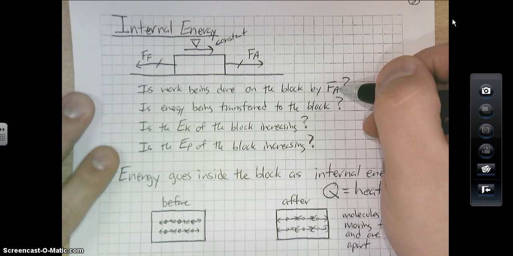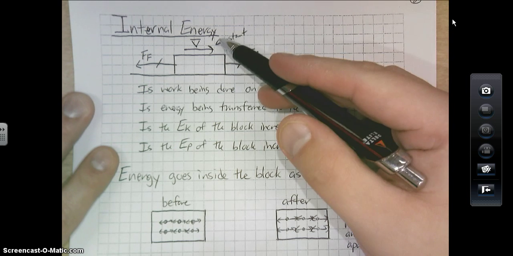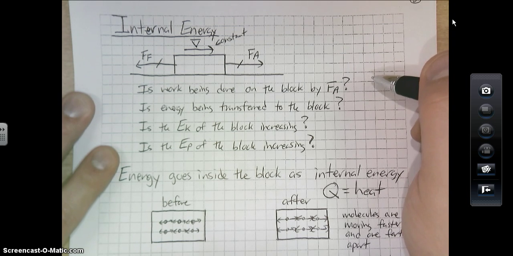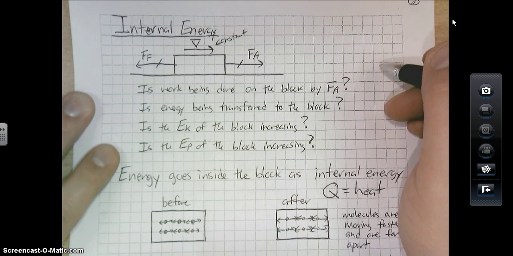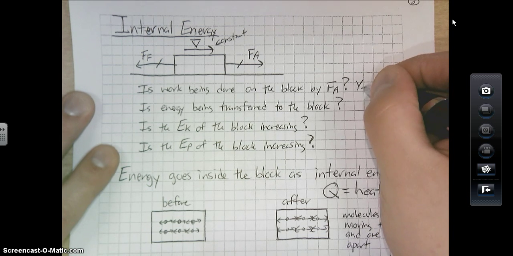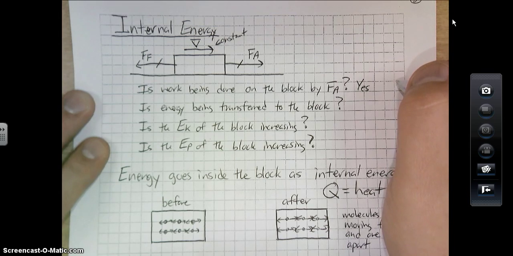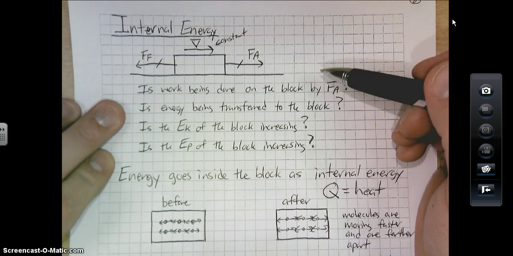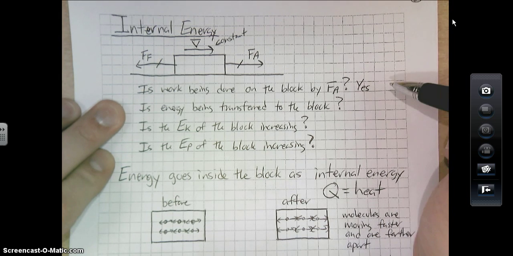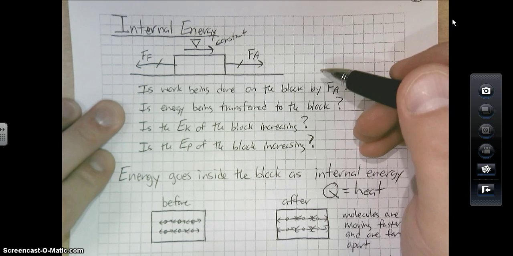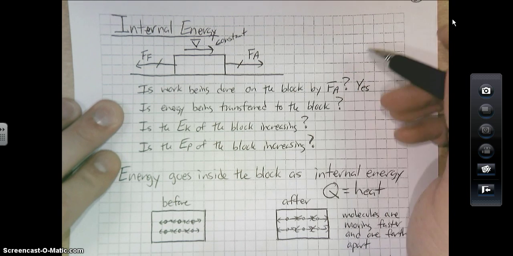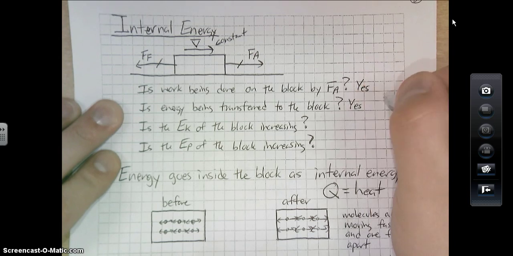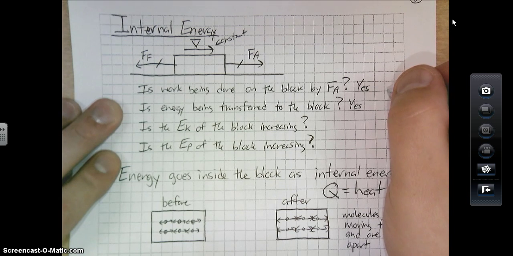So if we answer some questions: is work being done on the block by the applied force? Well, if it's moving, which it is, at a constant velocity, work is force parallel to the displacement. So yes, we can assume that work is being done by the applied force. And if work is done, the basic definition of work is the transfer of energy or a change in energy. So is energy being transferred to the block? Yes, it would be. It would be transferred there as heat.